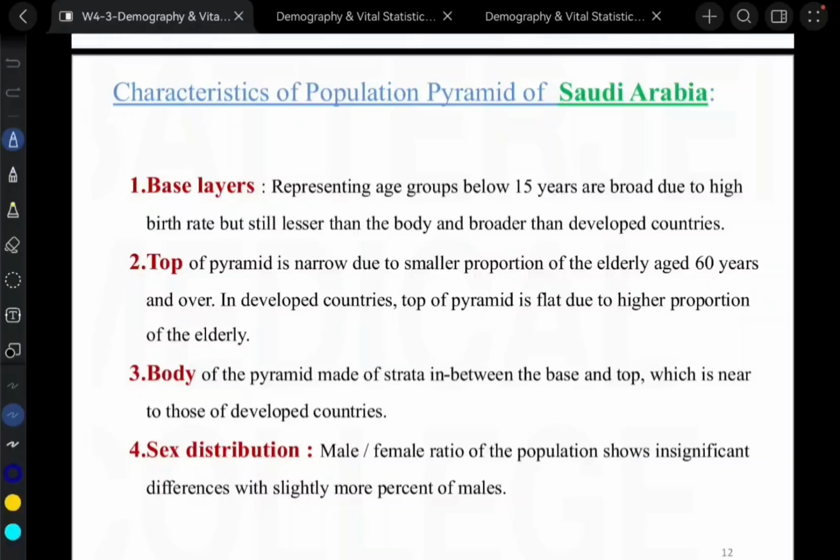Okay, and then here it says the sex distribution between male and female ratio of the population shows insignificant differences, with a slightly higher percent for males. So basically, there's a slight increase in the number of males over the females.